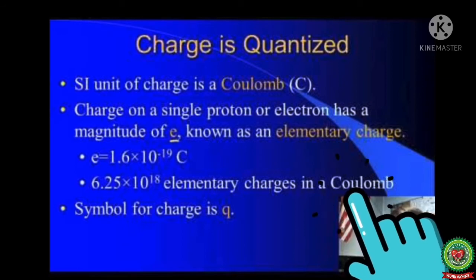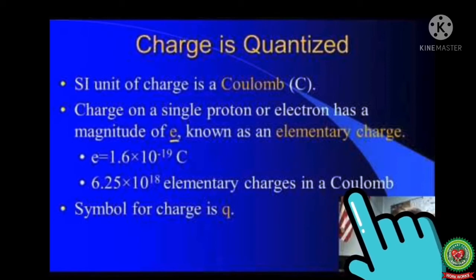Now children, what is the meaning of quantized? Quantization of charge means the total charge on a charged body is an integral multiple of a minimum charge e, that is, charge on an electron.